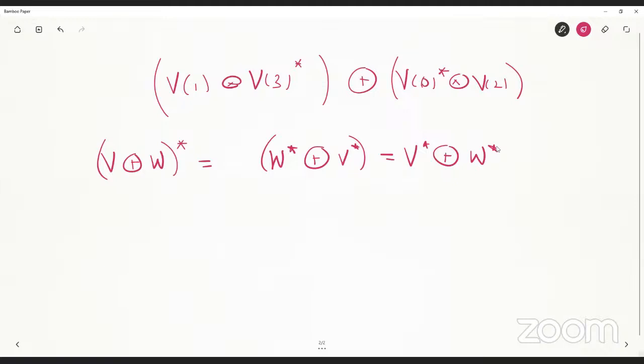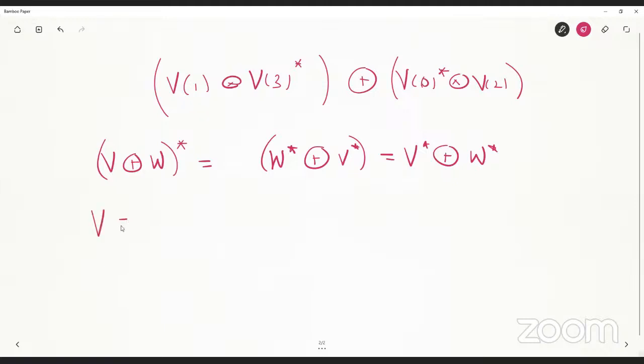But it's not that hard to prove that (V direct sum W) star will be the same as V star direct sum W star. There are many ways to see this. You can just look at the level of the character. We already proved, at least for SL2 representations, that if the characters are the same, then the representations are isomorphic. So if you just look at the character of these things, you can easily prove they must be the same.